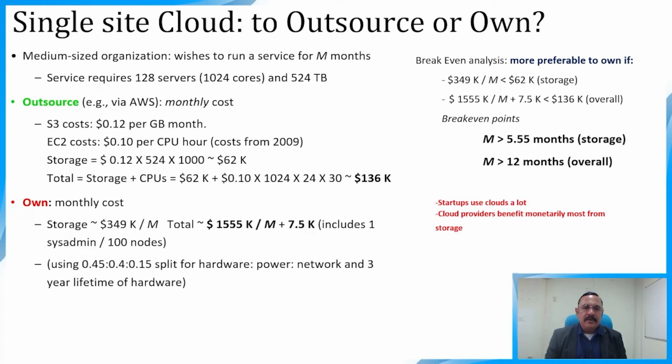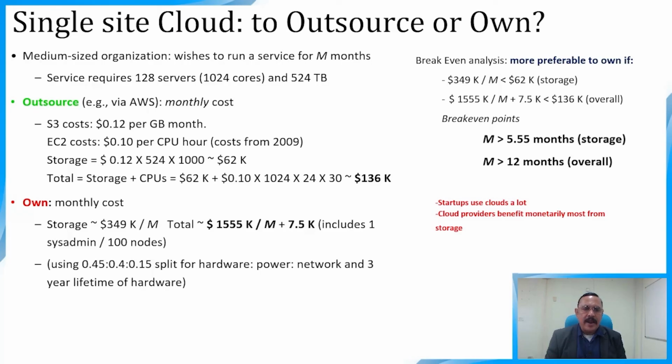Now, calculating the CPU hours. The CPU rate is $0.10, it requires 1024 cores, and 24 multiplied by 30, that is 24 hours and 30 days. It comes out to be $136,000. That is, if it outsources on a monthly basis.